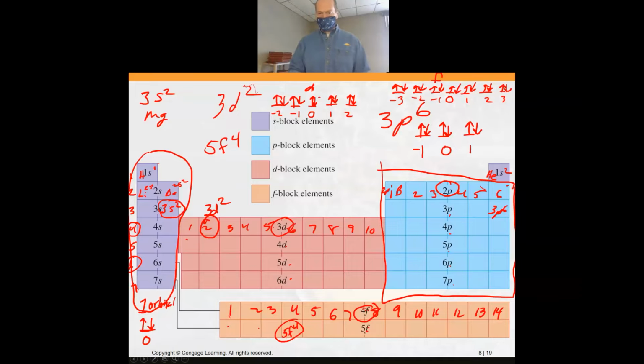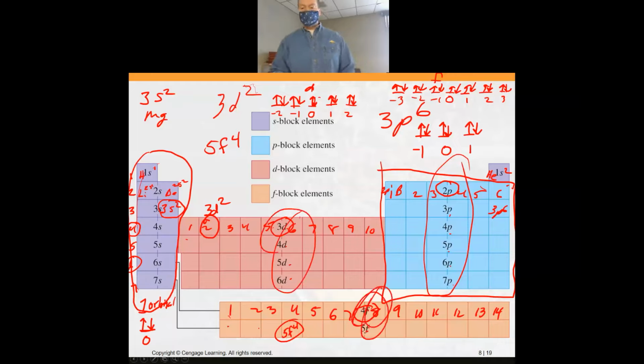All right. So you need to know where the S elements are at. You need to know where the P elements are at. You need to know where the D elements are at, and the F elements. You need to know where they're at on your periodic table.